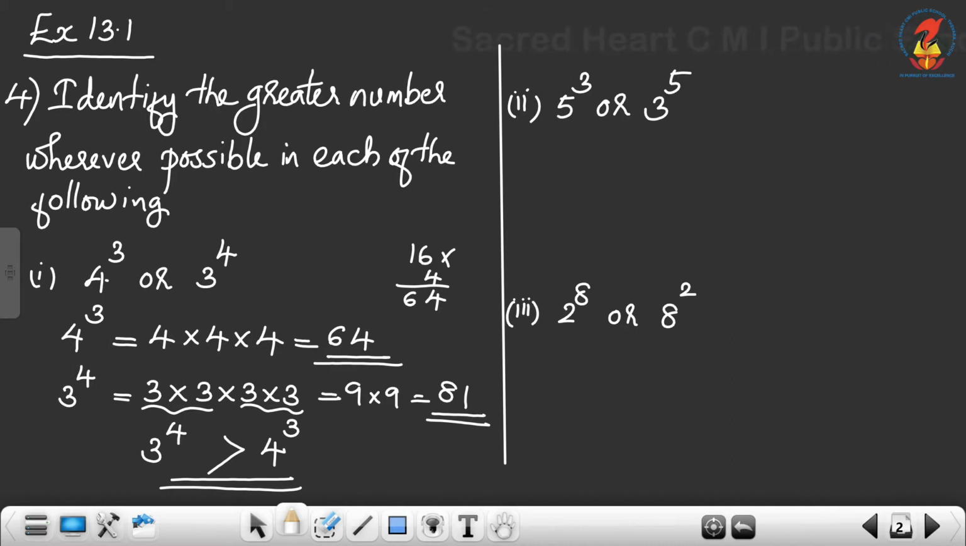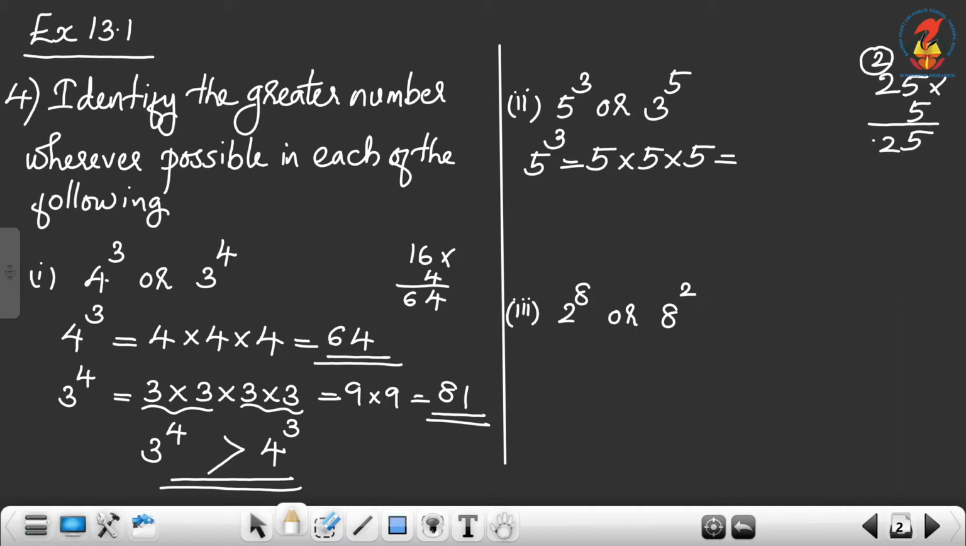Now second one, 5 cubed or 3 raised to the power 5. So first to find out the value of 5 cubed. What is 5 cubed? The number 5 is multiplied by itself 3 times. So 5 into 5 into 5. 5 fives are 25. 25 into 5. 5 fives are 25, 2 is the carryover. 2 fives are 10 plus 2, 125. So 5 raised to the power 3 is 125.